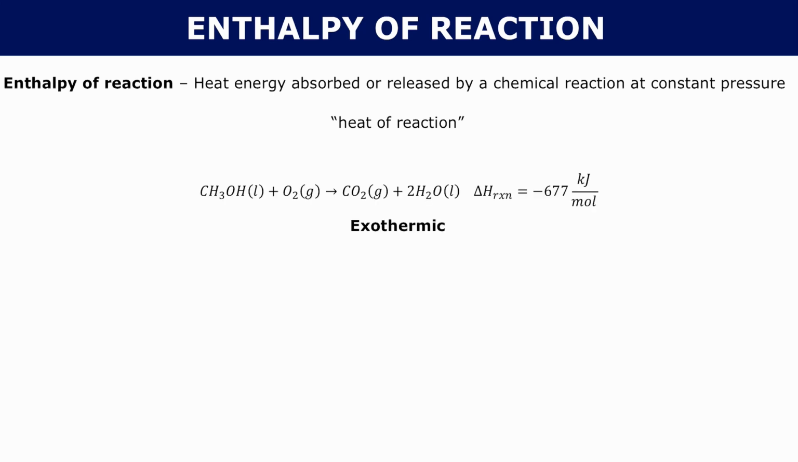So if you look at a reaction like CH3OH reacting with oxygen to produce carbon dioxide and water, your heat of reaction is negative 677 kilojoules per mole. Then that means your products have 667 kilojoules per mole of energy less than your reactants. This type of reaction is exothermic, and if you look at a different reaction where your heat of reaction is positive, that would be called endothermic.